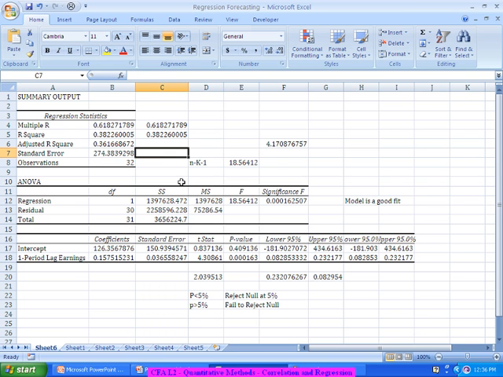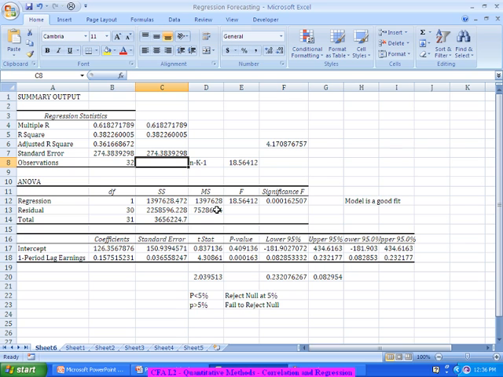Another thing is the standard error of the entire model. The standard error of each individual variable is this: B1, B0, each coefficient. This is the standard error. Whereas if I am looking at the whole model, I am looking at this number as the standard error. How did I arrive at this number? This is nothing but the square root of the mean sum of squares of the residuals.